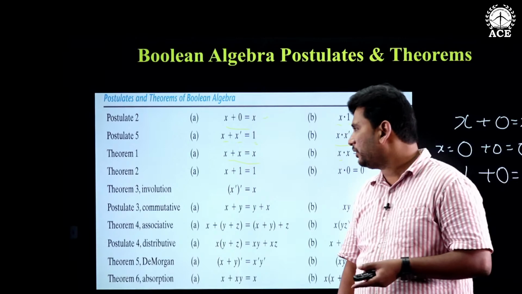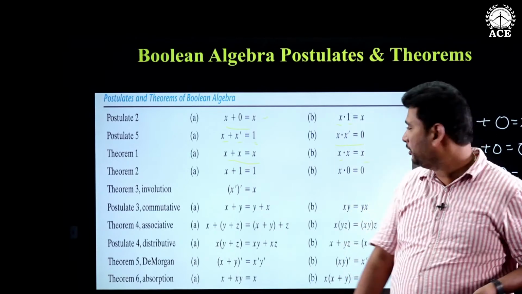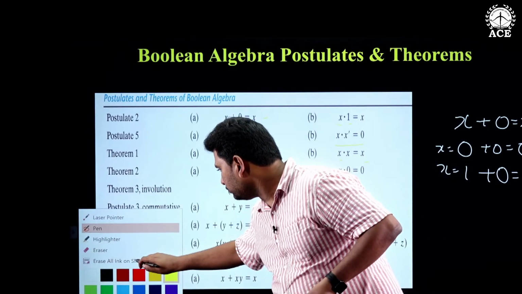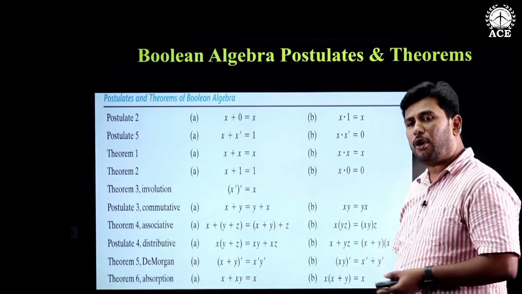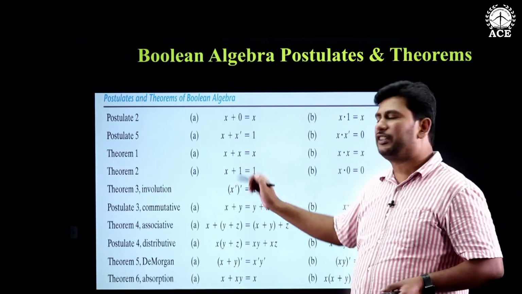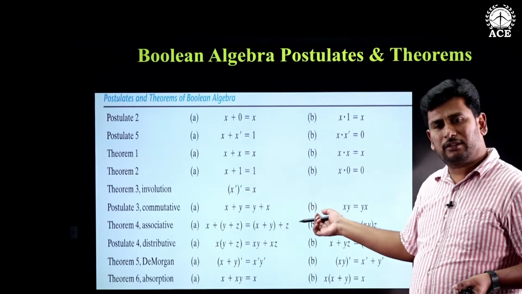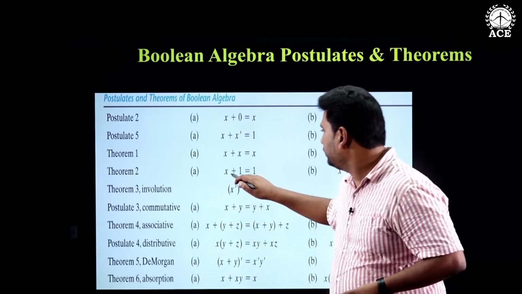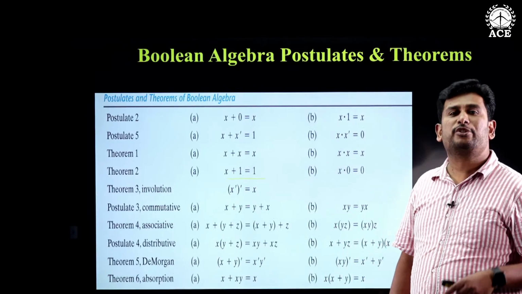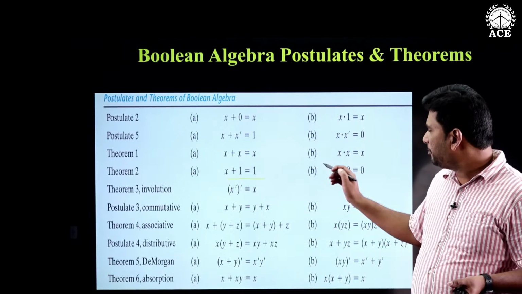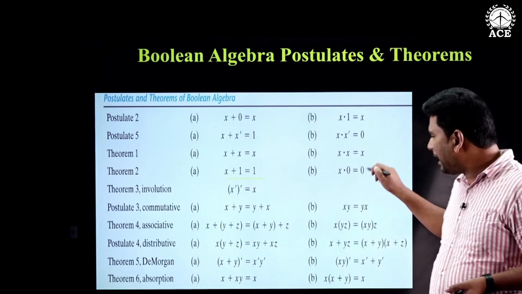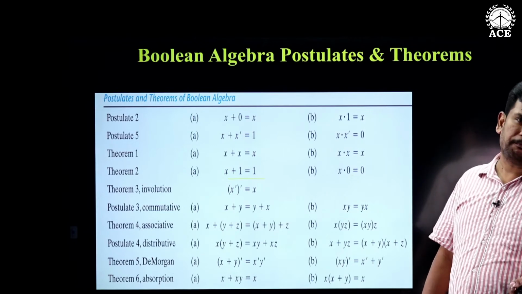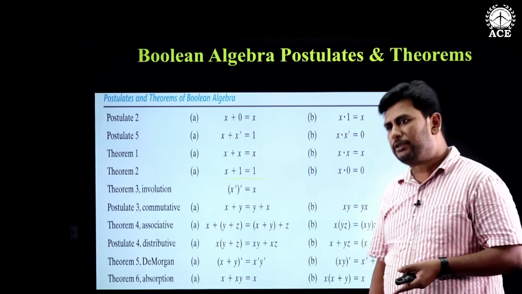And the second theorem, we already tried to prove it earlier: x OR with 1. Whether your x is 0 or 1, when you OR with 1, you are going to get 1 itself. And the duality of this: a variable x OR becomes AND, and 1 becomes 0. So x AND with 0 is 0. This is theorem number 2.